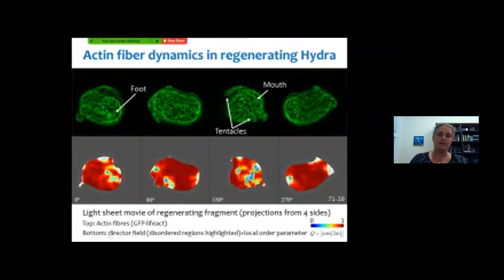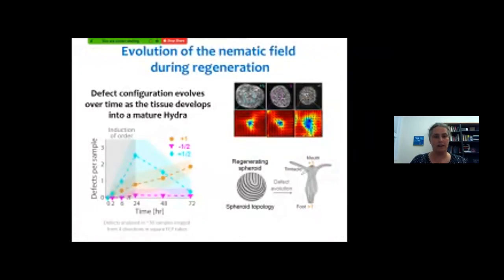So we can characterize the evolution of the nematic field and the defect configuration in the tissue over time. And you can see this here. What you're seeing is the defects of the different types as a function of time, averaged over different samples. Initially there's a large disordered region, so there are no point defects. Over time, as the system orders, point defects emerge. The most common defect early on are the +half defects. These are entirely absent from the mature animal, and indeed over time the +half defects disappear, and the +1 defects get to the value of 2, which characterizes the +1 at the head and the foot.